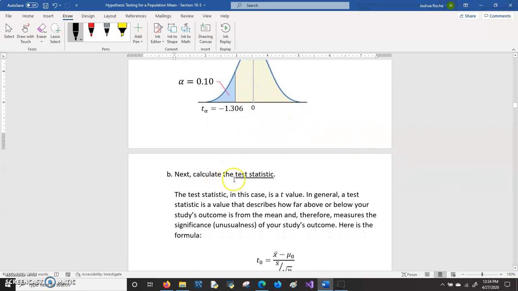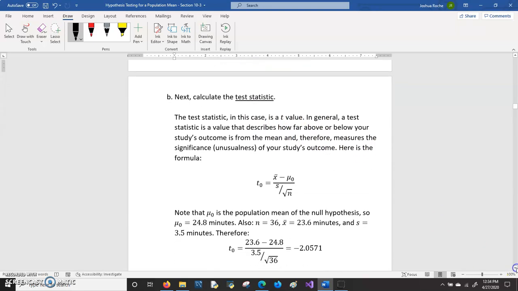The next thing is to calculate the test statistic. The test statistic is a t-value. Here's the formula for the test statistic. Remember that the test statistic, in general, shows you how far above or below your study's outcome is from the mean. And in that effect, it's measuring the significance or the unusualness of your study's outcome.